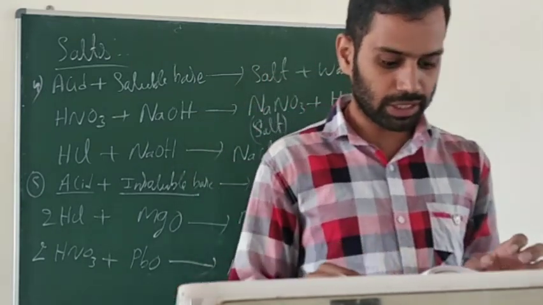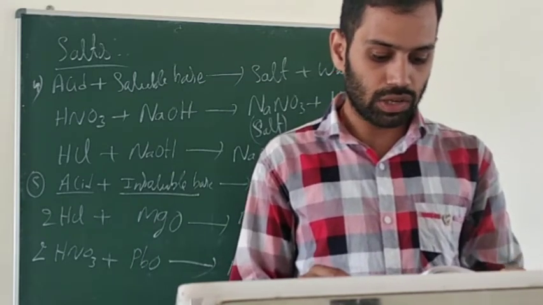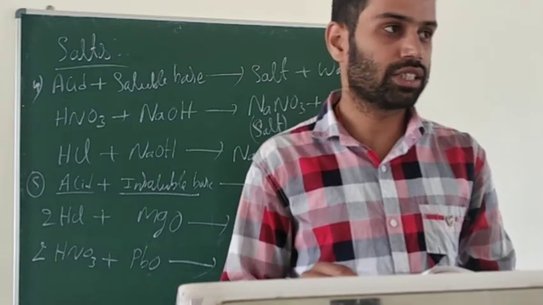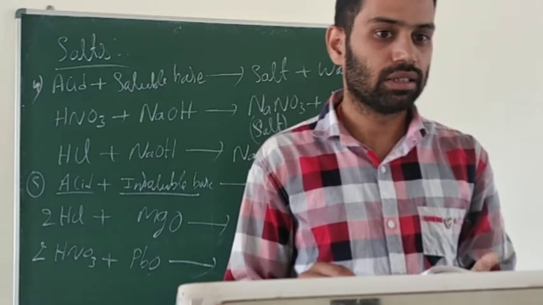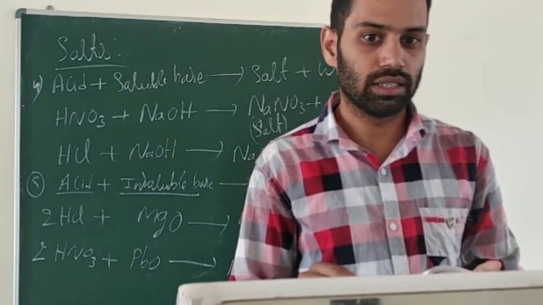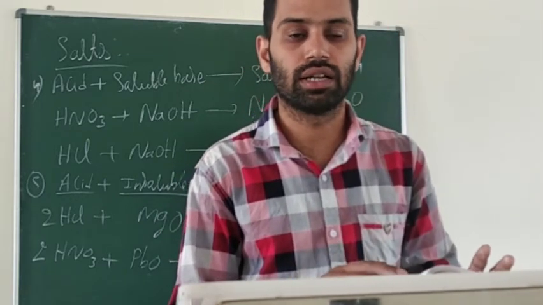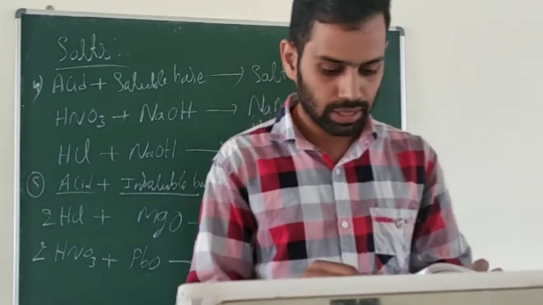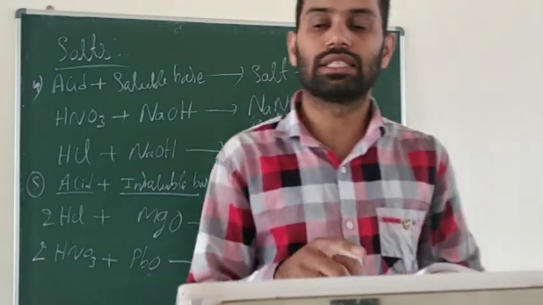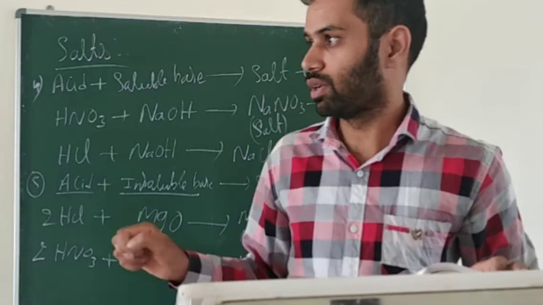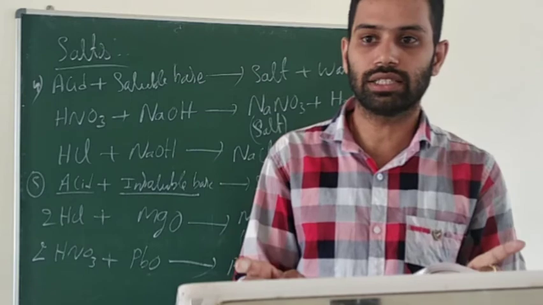Now the next method, the sixth method for the preparation of salt, by the action of alkalis on certain metals. Okay, alkalis, strong alkali, weak alkali. All alkalis are bases, but all bases are not alkalis. I told you in the previous classes. So now the sixth method, by the action of alkalis. NaOH or KOH, sodium hydroxide or potassium hydroxide, strong alkalis, with some of the metals.